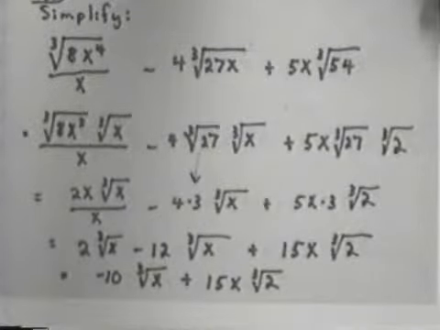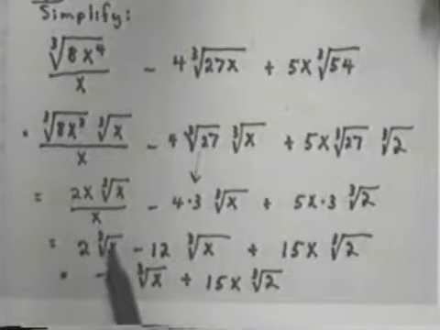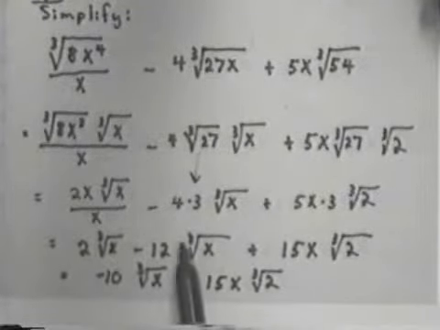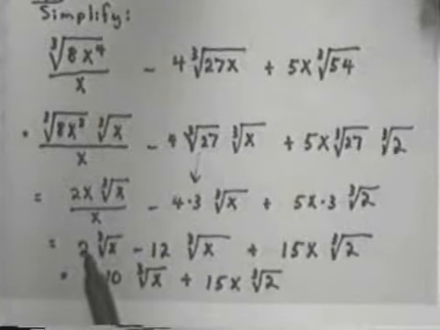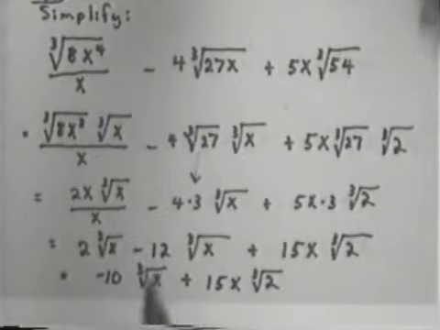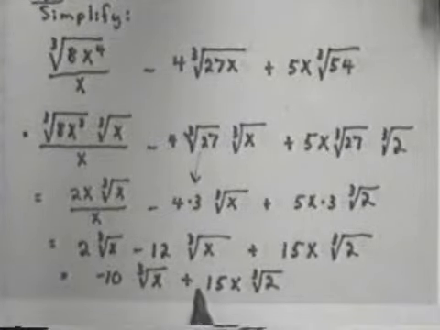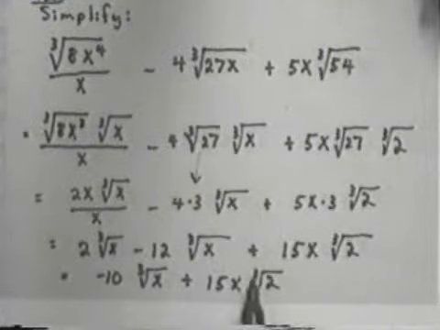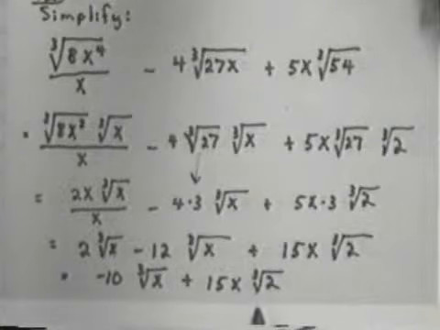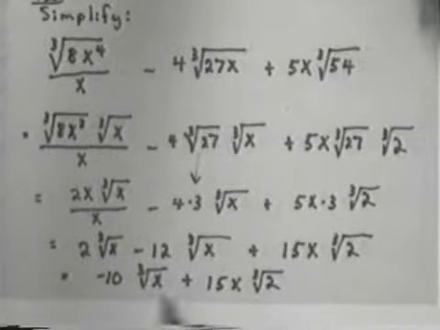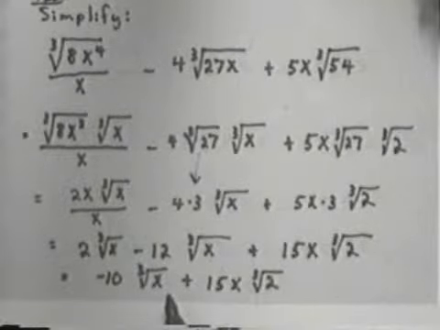Now I can combine like radicals. The cube root of x, these two are alike. I have the same index 3. I have the same radicand x. So I add the coefficients. 2 plus a negative 12 is negative 10. So we have negative 10 times the cube root of x plus 15x times the cube root of 2. I cannot combine these two radicals because they're not alike. They have different radicands. So this is the simplified answer.